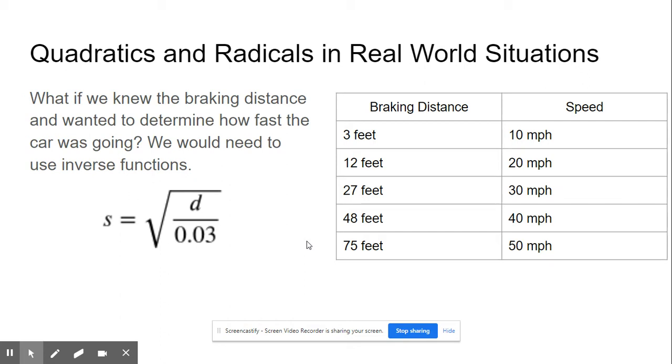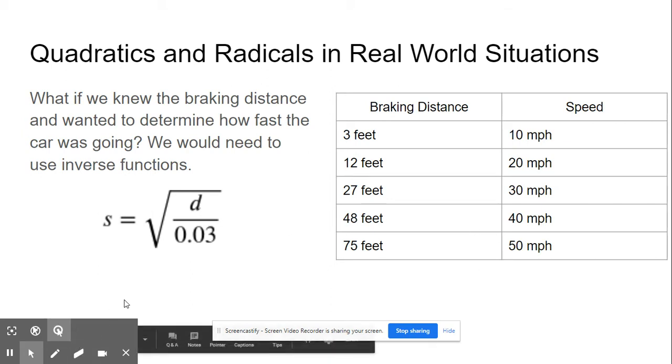You would have to take the inverse function of the previous equation, and that would be s equals the square root of d over 0.03. And then if you put in the braking distance, you would get the speed. So if I have d equals 3 here, and I put that into my equation, I would then get a speed of 10 miles per hour. And if I had d as 75 feet, and I put that into the equation, I would have a speed of 50 miles per hour.